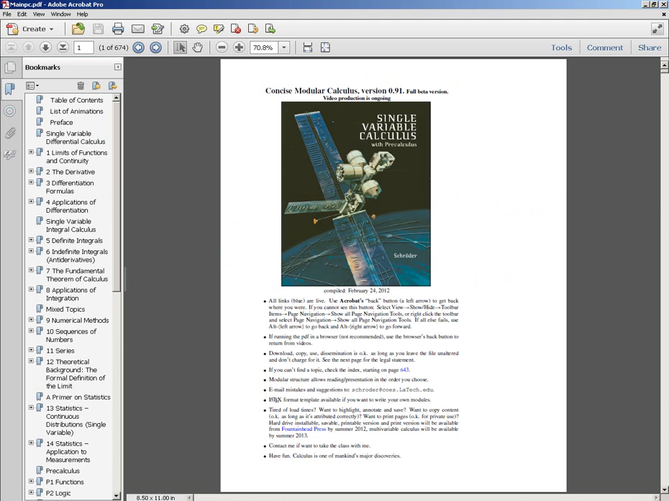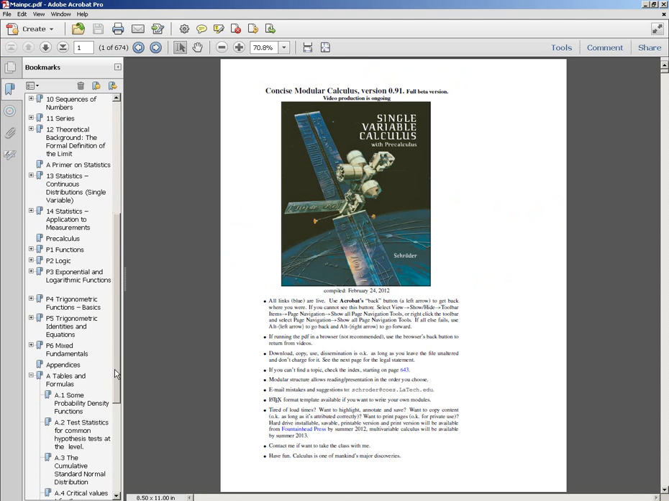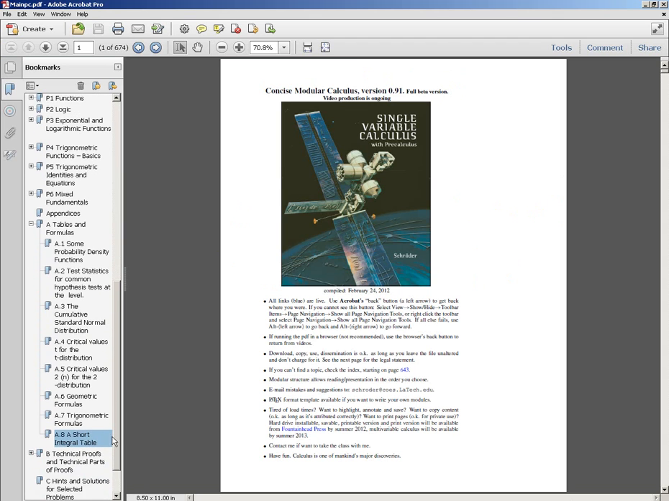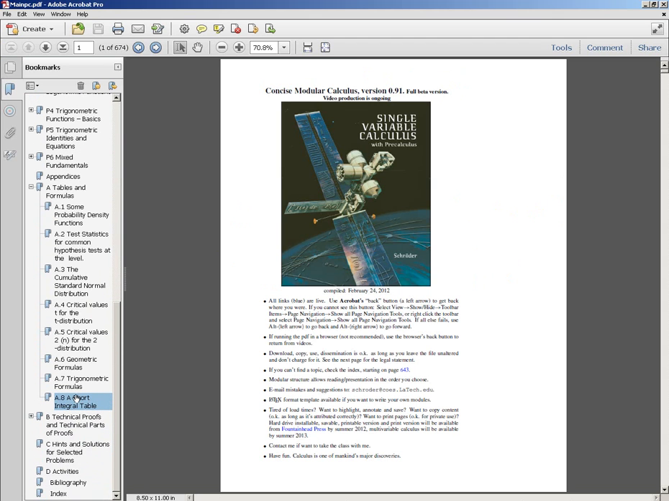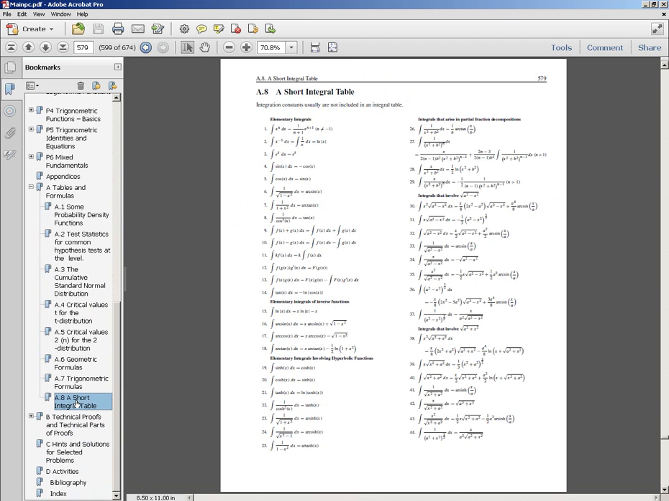So we open the book. And of course, when I open the book, I'm by now very much locked into my book. Well, there is an integral table at the end. So let's go to that integral table.